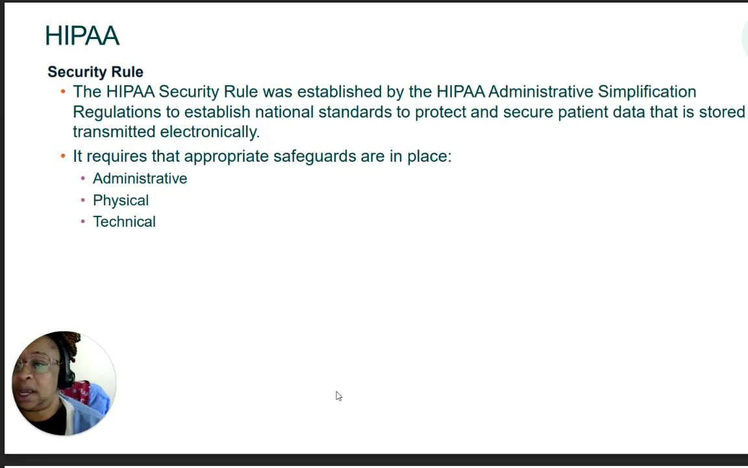Security rules. The HIPAA security rules were established by the HIPAA Administrative Simplification Regulations to establish national standards to protect and secure patients' data that is stored or transmitted electronically. It is required that appropriate safeguards are in place, such as administrative, physical, and technical.